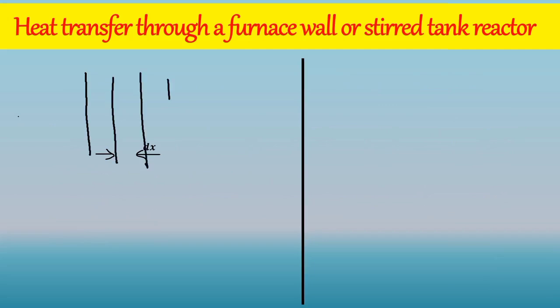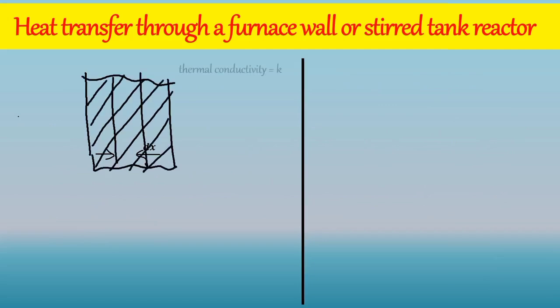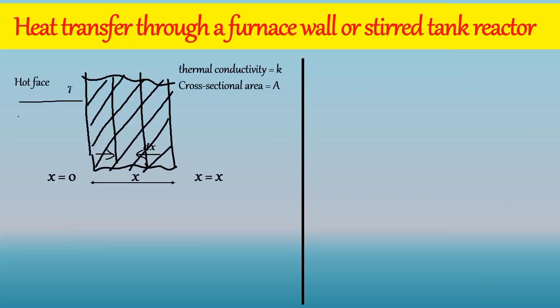Assume that the wall is constructed from a material with a thermal conductivity of value K, and the wall has a consistent thickness X and a cross-sectional area A that remains constant throughout. The hot face of the wall is at temperature T1 and the cold face is at temperature T2, and both are isothermal surfaces. The heat flow is perpendicular to the wall, whereas the temperature varies along the x-axis.